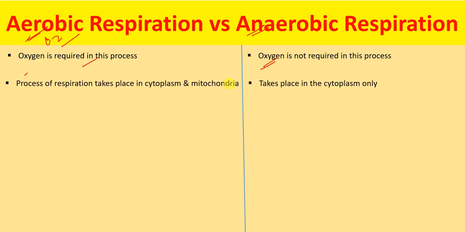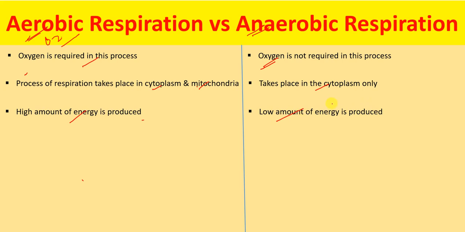Aerobic respiration takes place in cytoplasm and mitochondria, whereas anaerobic respiration takes place in the cytoplasm only. Aerobic respiration produces a higher amount of energy, about 36 to 38 molecules of ATP, whereas anaerobic respiration produces a lower amount of energy, 2 ATP molecules.